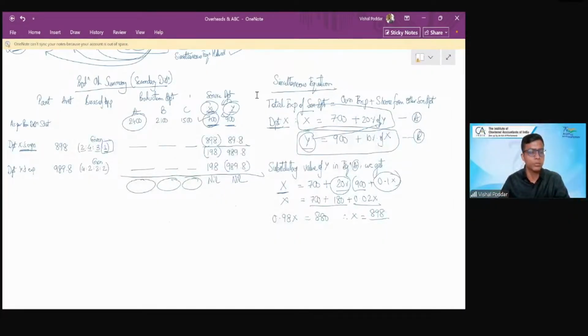Is this clear to all? Students, is this clear to all? Anybody, any questions with primary or secondary? Yes, students. Any questions with primary or secondary? Perfect. Great.